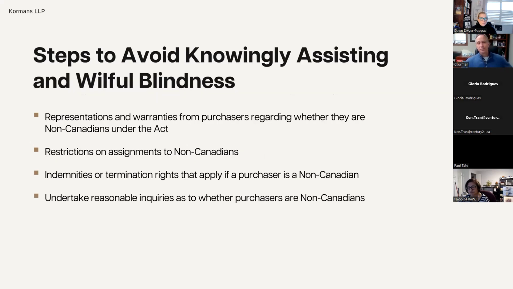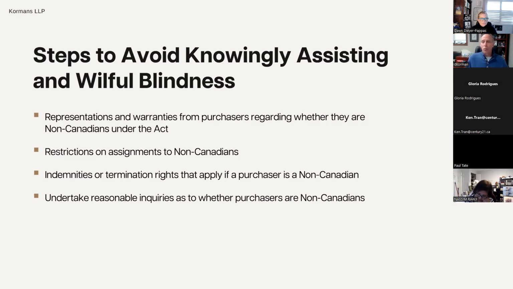So how do we take some steps to avoid knowingly assisting and being willfully blind? Because you can't just be willfully blind. You can't say, I don't want to know, don't tell me, I don't want to see it. Okay, that's not enough. We have to do some due diligence, you as an agent, me as a lawyer. I think the way this is drafted, because they're saying you can't be willfully blind, means you have an obligation to ask questions and know your client and see what's going on.